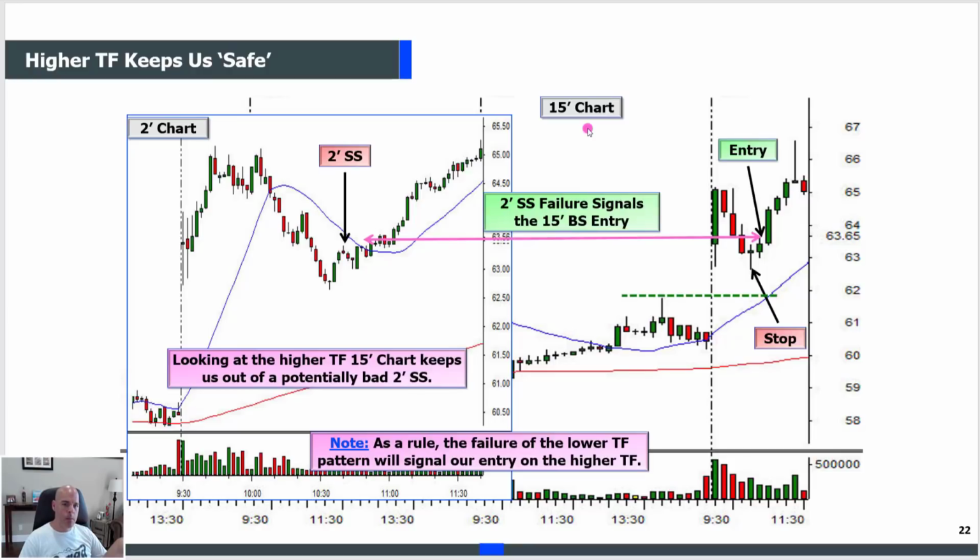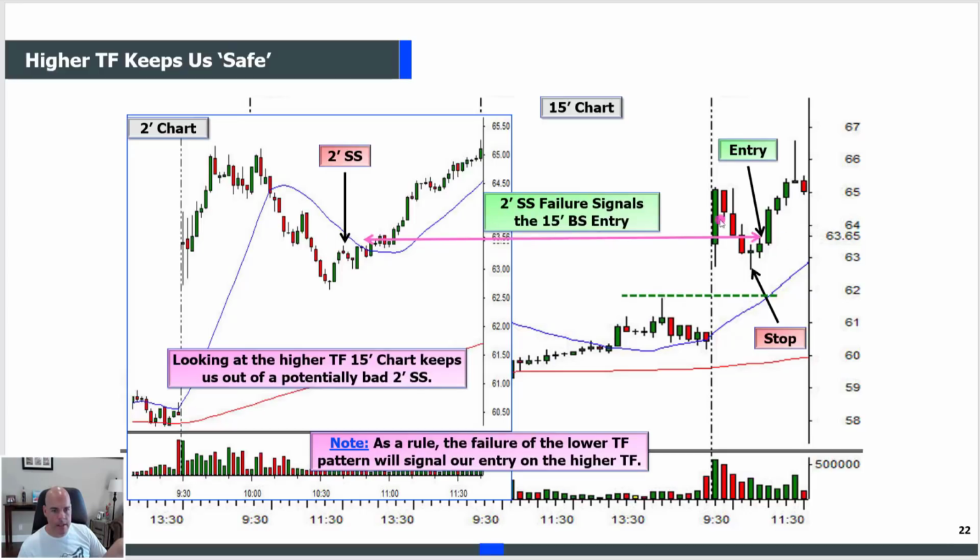Why? Because it's been happening for a longer period of time, which means there's more volume in the higher time frame and there's more commitment in the higher time frame. So the higher time frame is always more valid than the lower time frame. So the failure of the 2-minute sell setup is what is confirming the 15-minute buy setup.